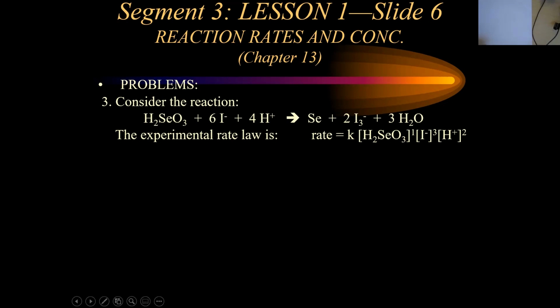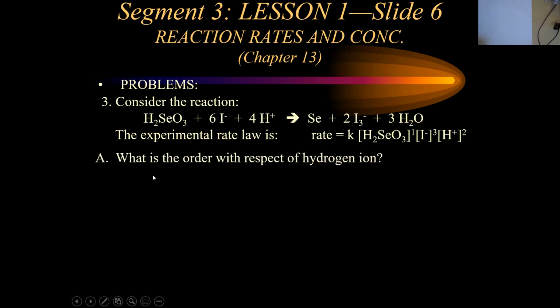Okay, but this is the experimental rate law for that reaction. The selenous acid concentration is to the order 1, iodide ion is to the order 3, and hydrogen ion is to the order 2. Now notice these are not the balancing coefficients except for selenous acid. Okay, what's the order with respect to hydrogen ion? Well, there's hydrogen ion. What's the order? What is the order of the reaction? So I would take 3 plus 2 plus 1, which would be 6.